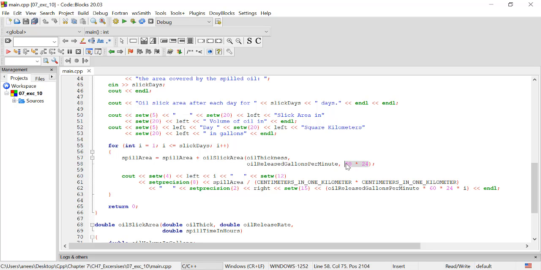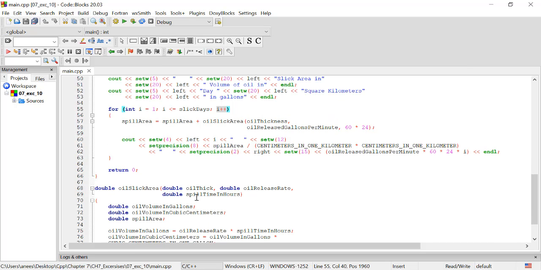Now, this is sort of a little thing that I change up each and every single time that the for loop runs. Now you can also see that I++ means that I goes up by 1 each and every single time that this for loop repeats. And this value, spill area, increases by oil slick area each and every single time this for loop runs.